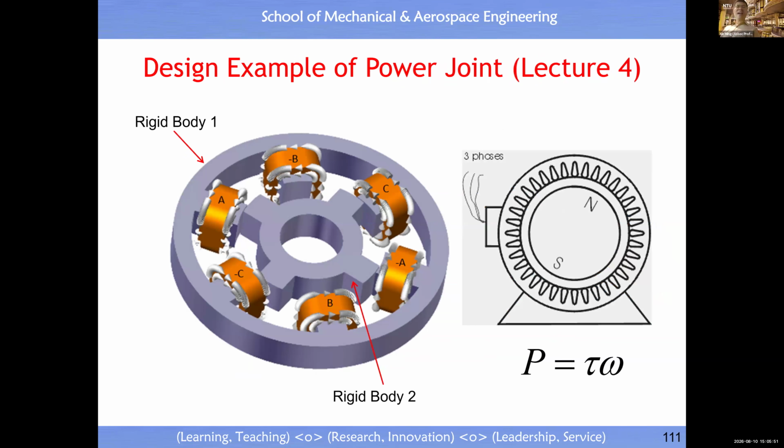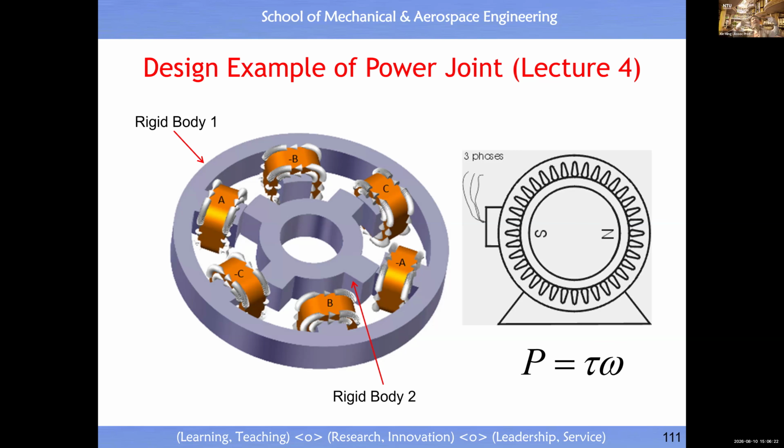And then for the design of the power joint, basically it is a motor. A motor has two rigid bodies which can undergo relative motion, right? The rotating one we call the rotor. The stationary one we call the stator. So they can undergo relative motion, and we call this a power joint. So for each joint, you always remember, there must be two rigid bodies: rigid body one and rigid body two, all right?